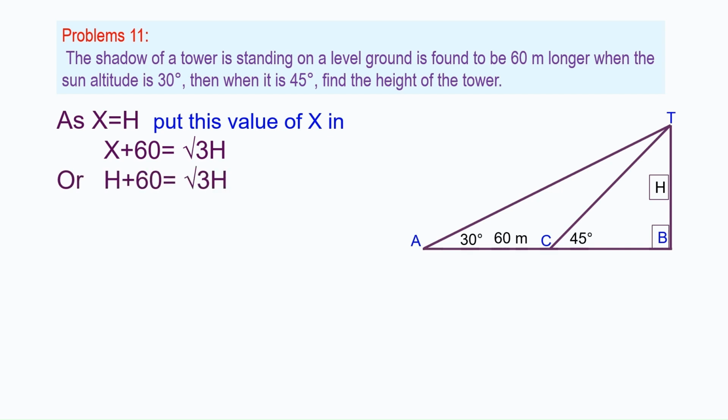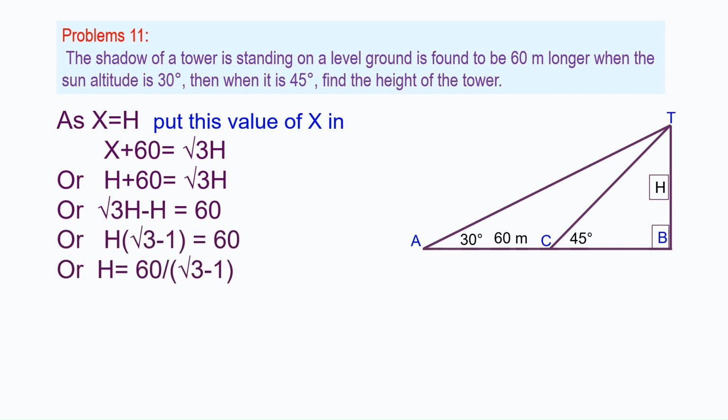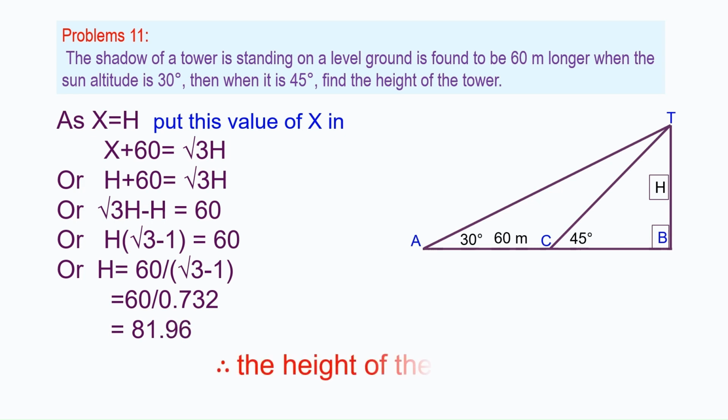Solving it further by replacing x equals h in x plus 60 equals root 3 times h, simplifying and calculating, we get h equals 81.96. Therefore, the height of the tower equals 81.96 meters.